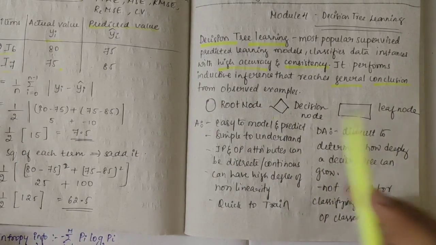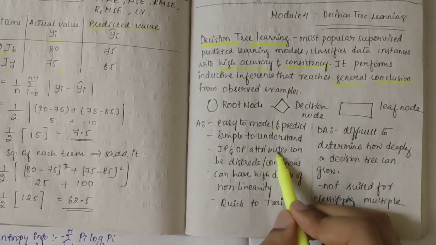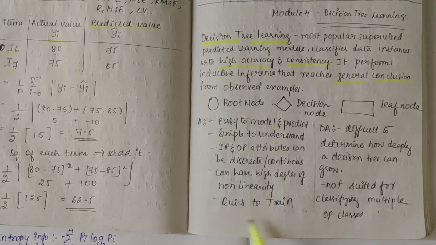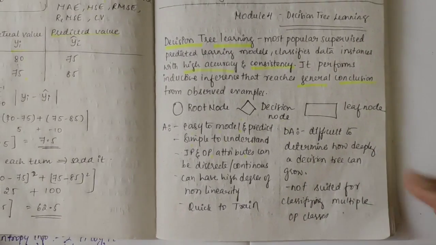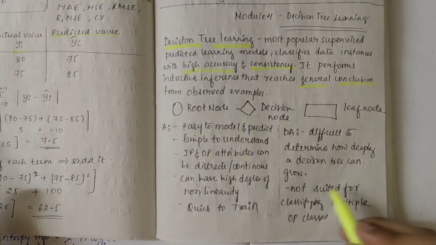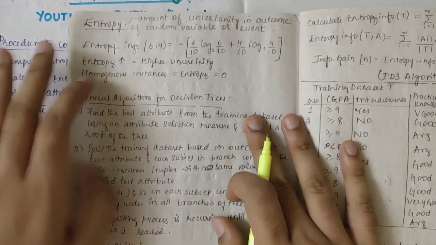Speaking of advantages and disadvantages, the advantages are: it is easy to model and predict, simple to understand, and input and output attributes can be discrete or continuous. It can have a high degree of non-linearity and is quick to train. Whereas the disadvantages are that it is difficult to determine how deeply a decision tree can grow, and it is not suitable for classifying multiple output classes. Next, we'll look into the entropy topic.